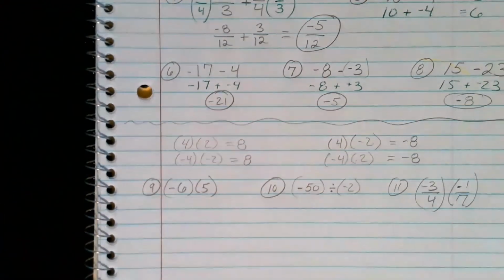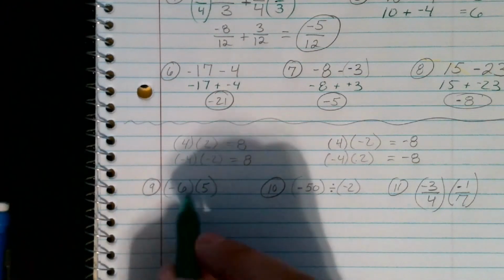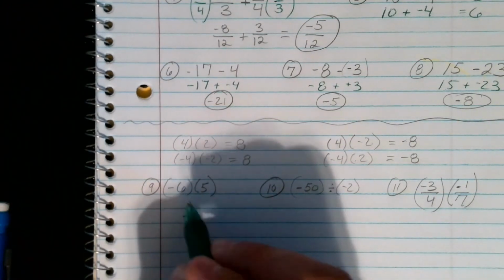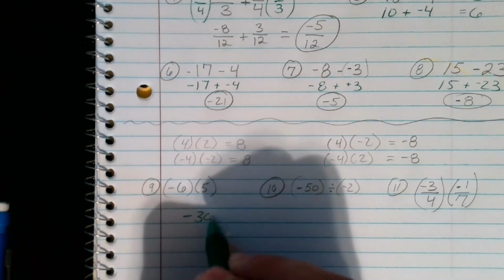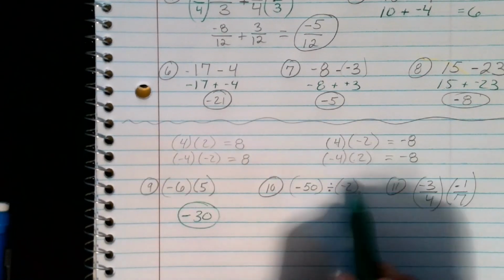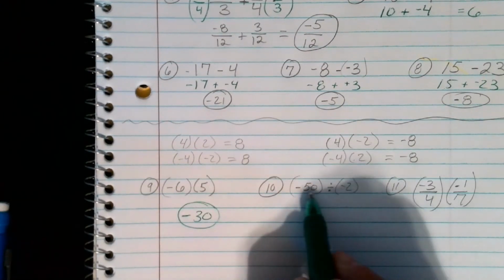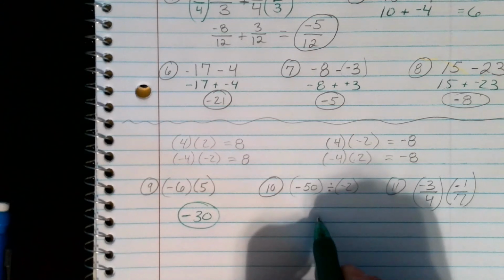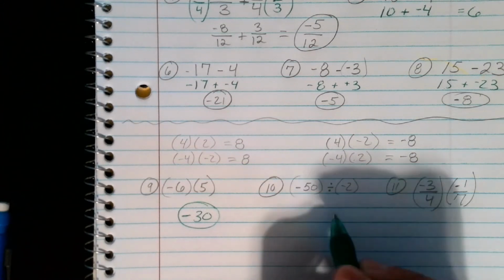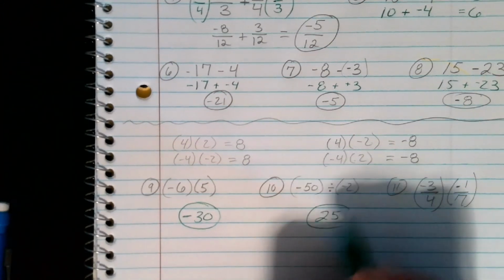Okay, looking at the answers of these last ones here, you got one of each different signs, so that's going to be a negative, and 6 times 5 is 30. You got 2 negatives here, so it's the same sign, so negative divided by negative is positive, and half of 50 is 25, so my answer is positive 25.